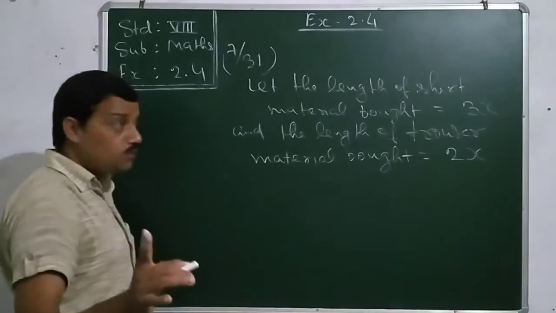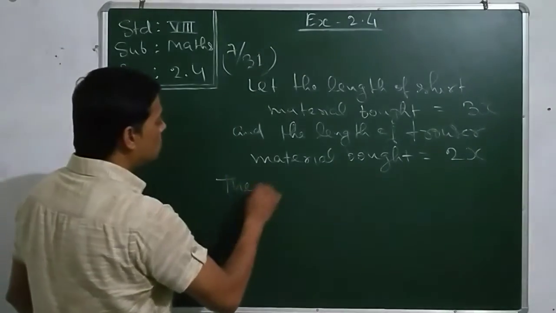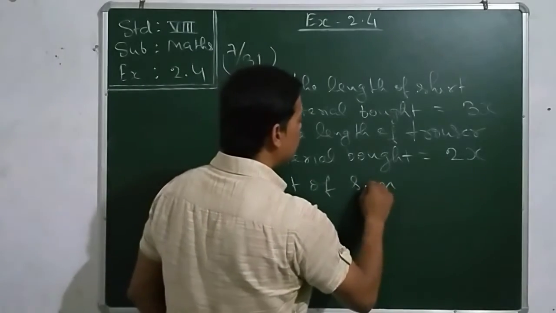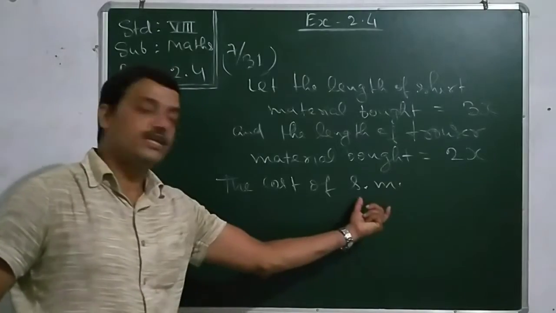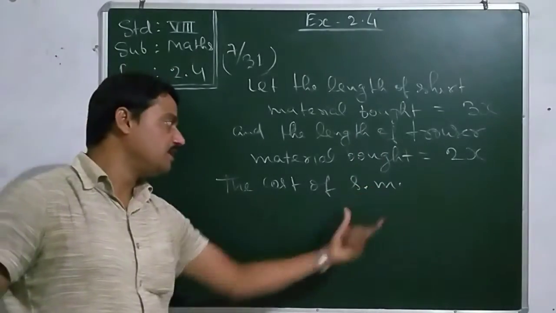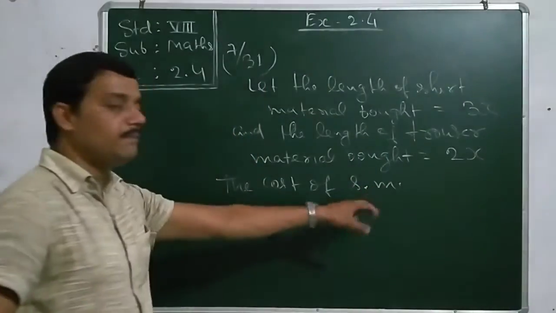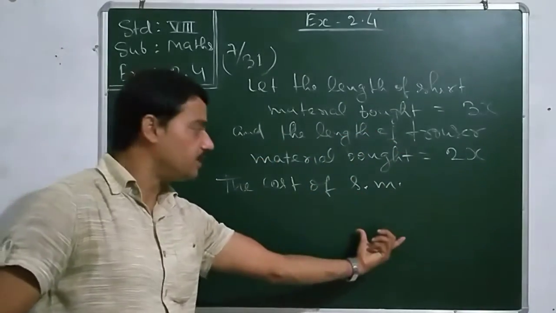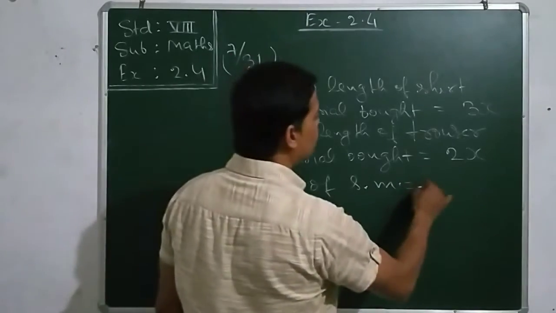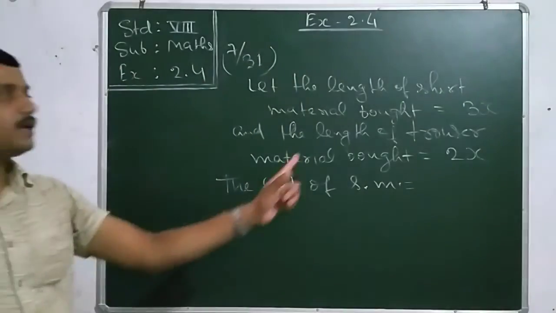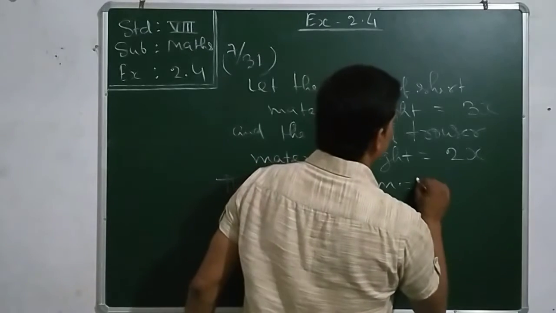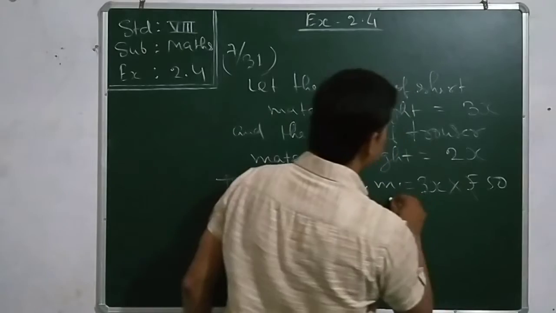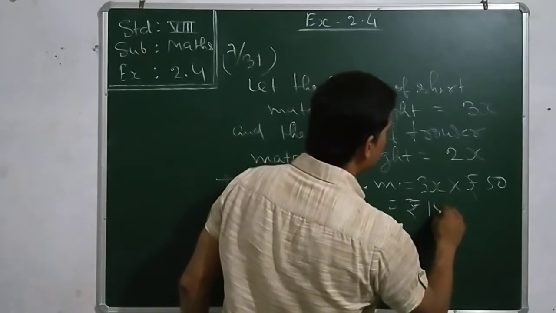The cost also we need to find out. The cost of SM, SM refers to the shirt material. You will write shirt material wherever I have written SM, and wherever I will write TM, you will write trouser material. The cost of shirt material is given as rupees 50 per meter into 3x. 3x into rupees 50, that is rupees 150x.